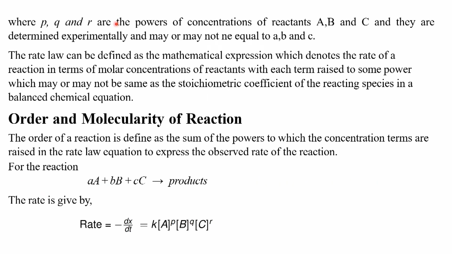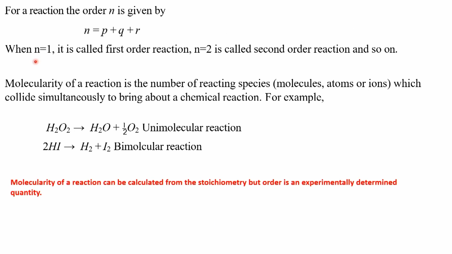So we need to add the powers of the concentrations of the reactants, p plus q plus r. When n equals 1, it is called a first order reaction, n equals 2 is called a second order reaction, and so on. Now what is molecularity?